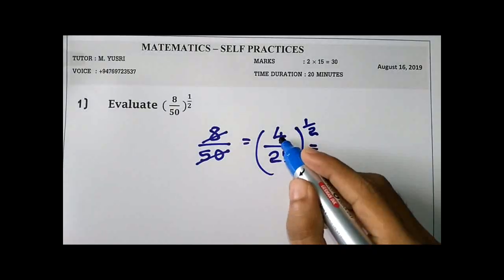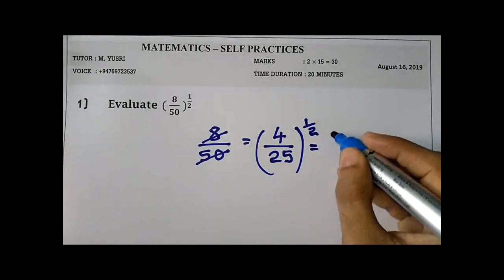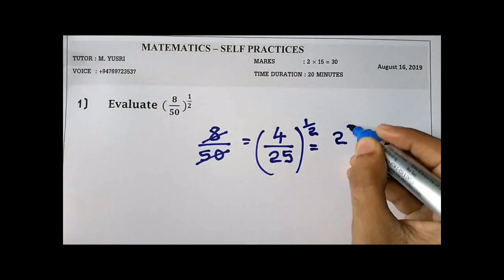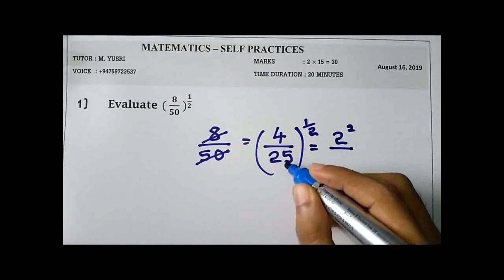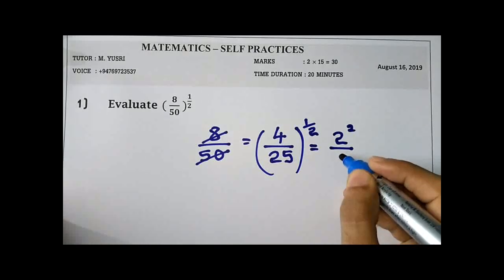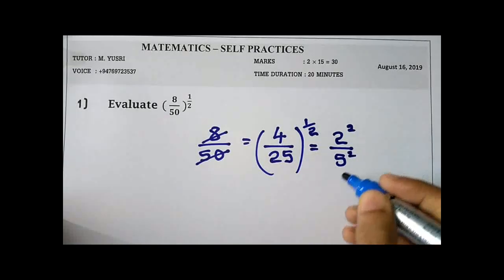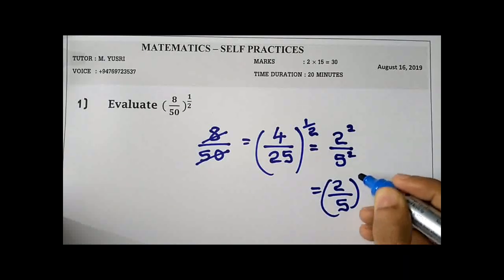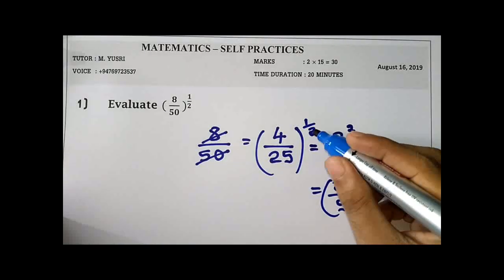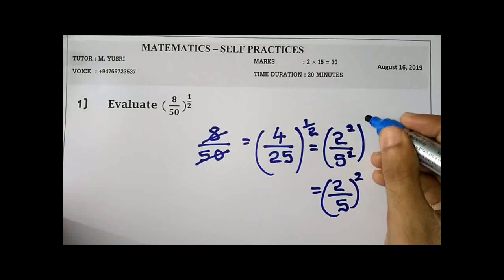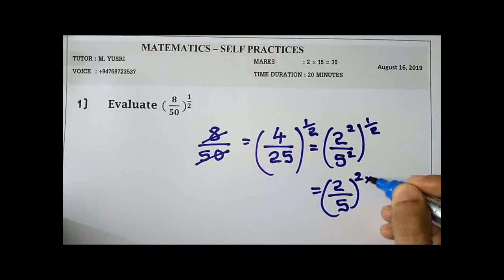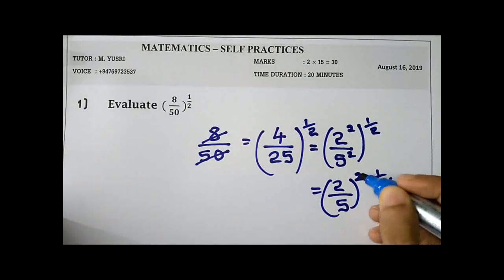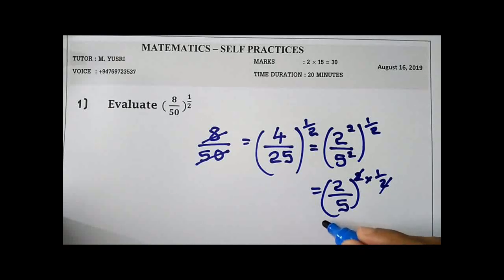We can do it like this. 4, we can write as 2 to the power 2. And 25 is also a perfect square, so we can write that as 5 squared. The square is common, so we can take that out: (2/5) squared, and you can see the index half is still there. Now we can simplify this easily. 2 squared and the half cancel, so the answer is 2 over 5. So that's the answer.